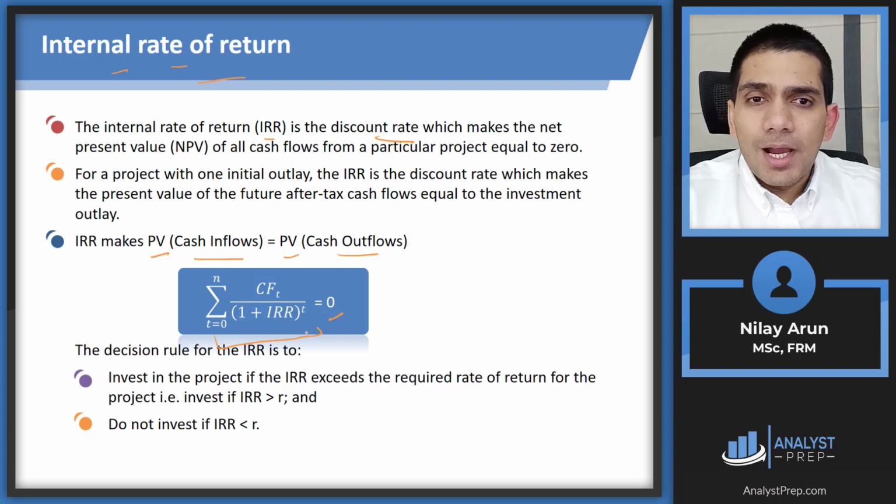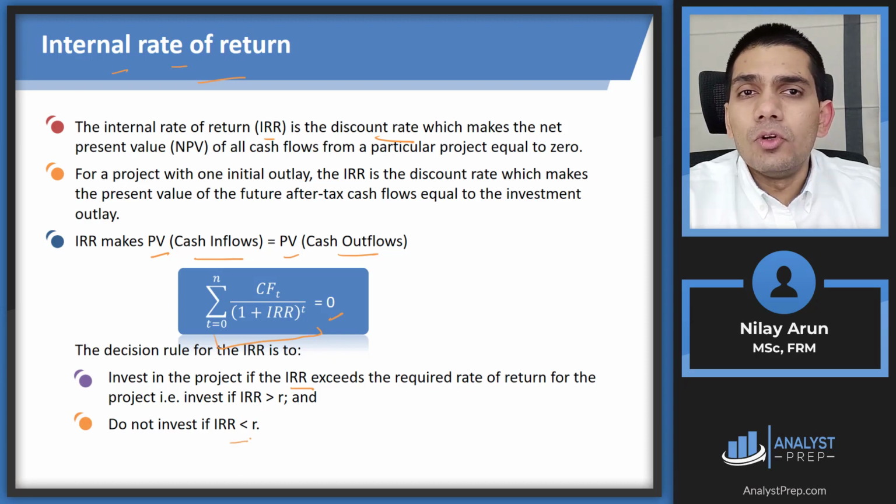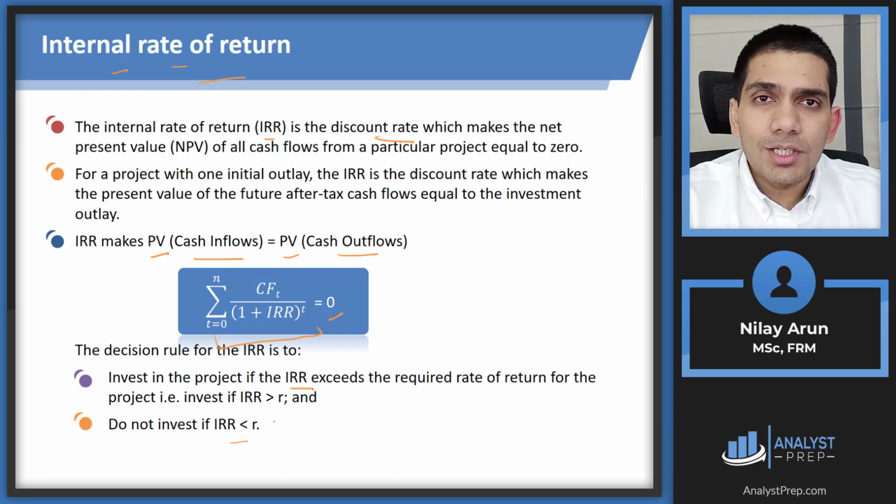So the decision rule for the IRR is that if your IRR exceeds your required rate of return for the project, which is popularly called the hurdle rate, then you accept the project. If it is lesser than your hurdle rate, then you do not invest. That means you reject the project. So that's how we use the IRR concept.